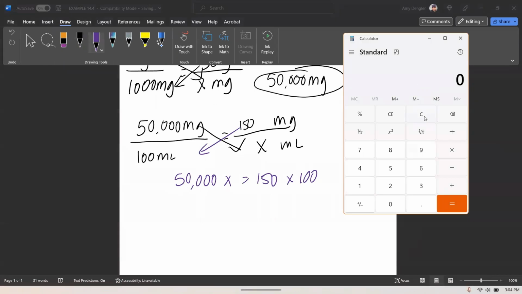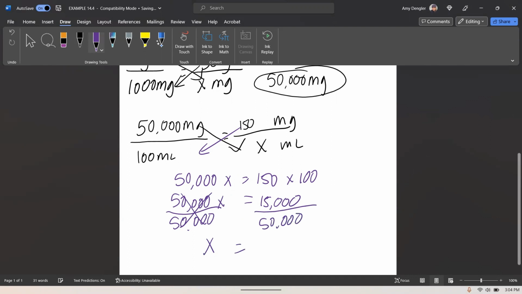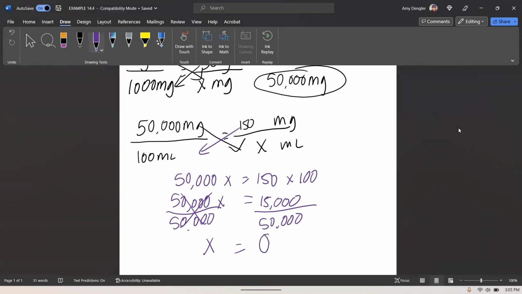So we'll multiply 150 times 100. And we get 15,000. And then over here we have still 50,000 x. We want to get x alone, so we need to divide this side by 50,000. Now we have x by itself, but we also have to do that over here. So 15,000 divided by 50,000 is going to give us 0.3 ml.